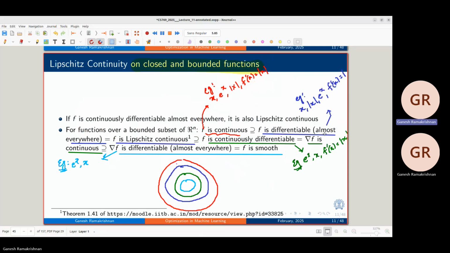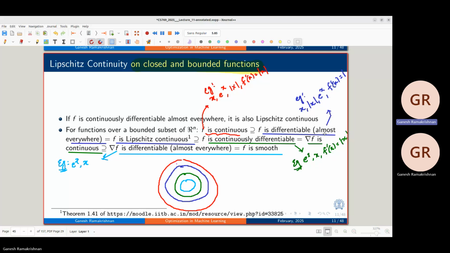So you get an idea of f being smooth. What is the connection between f being smooth and f being Lipschitz continuous? What's the relation? Earlier we had said continuity here and smoothness there. The gradient is Lipschitz continuous, correct? So if f is smooth, then the gradient is Lipschitz continuous.